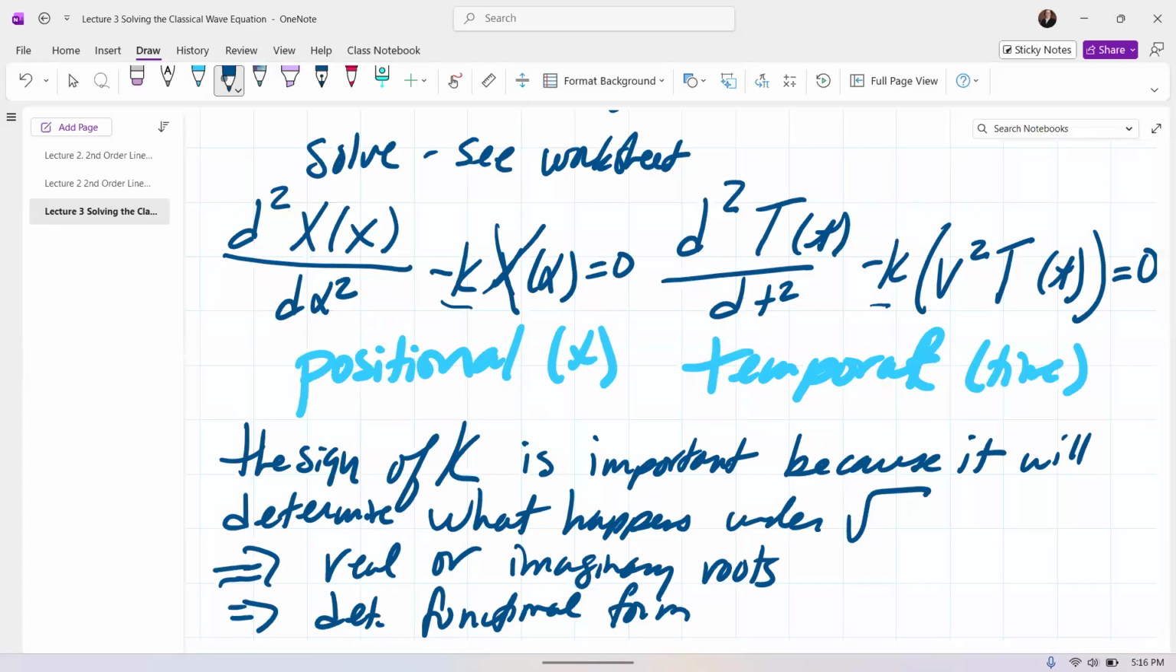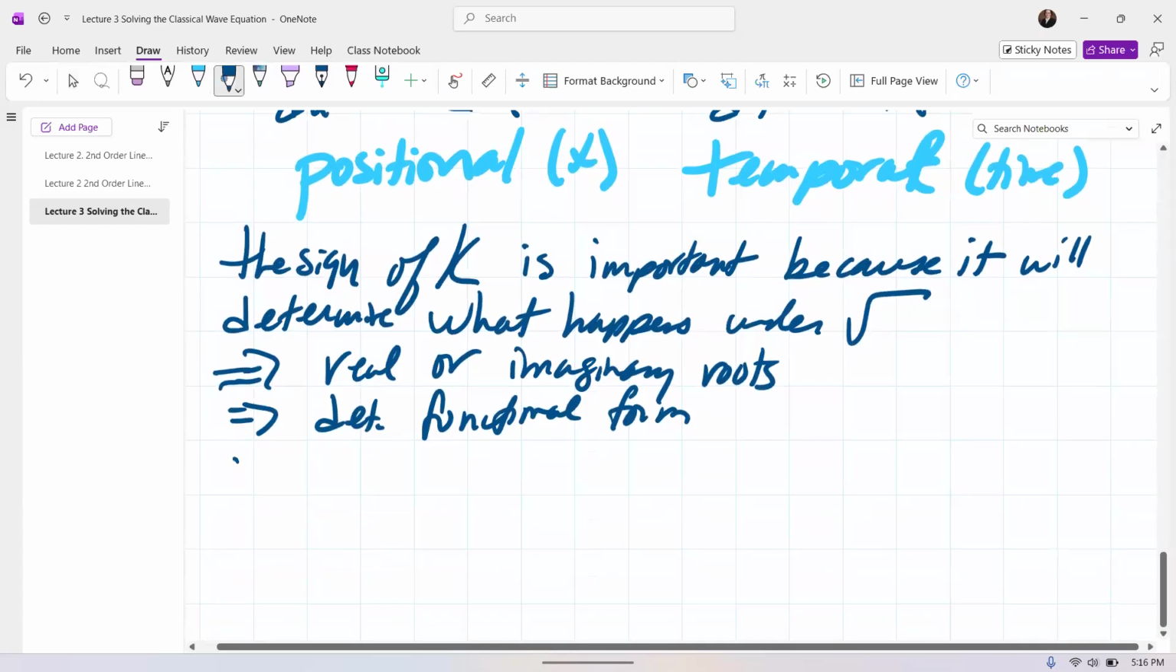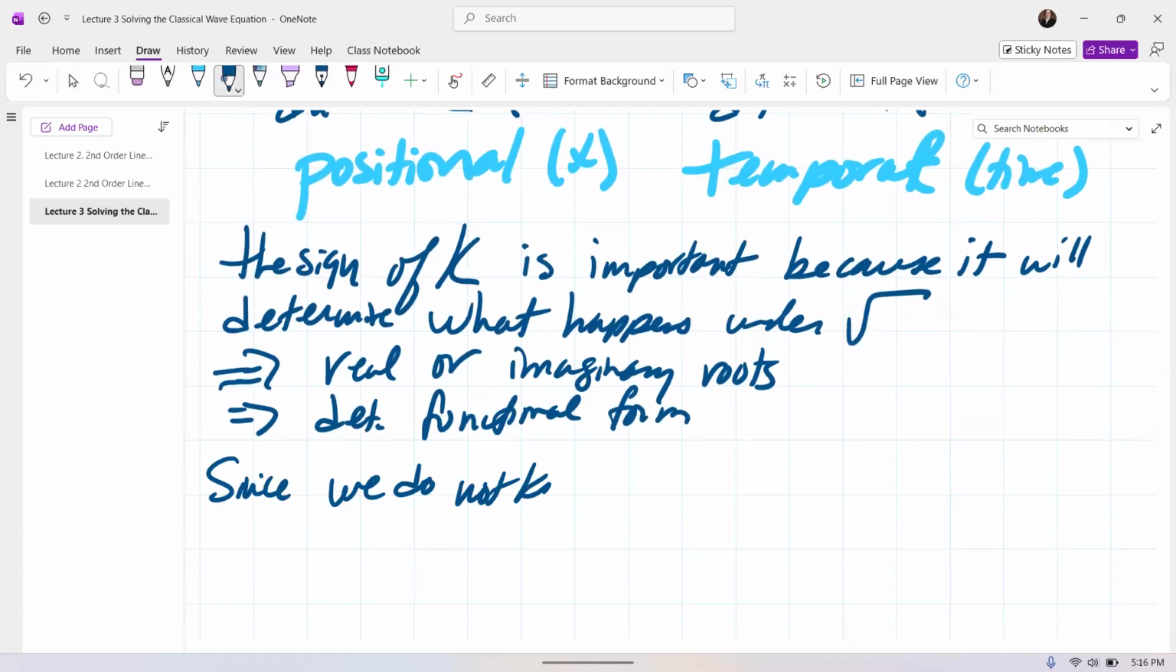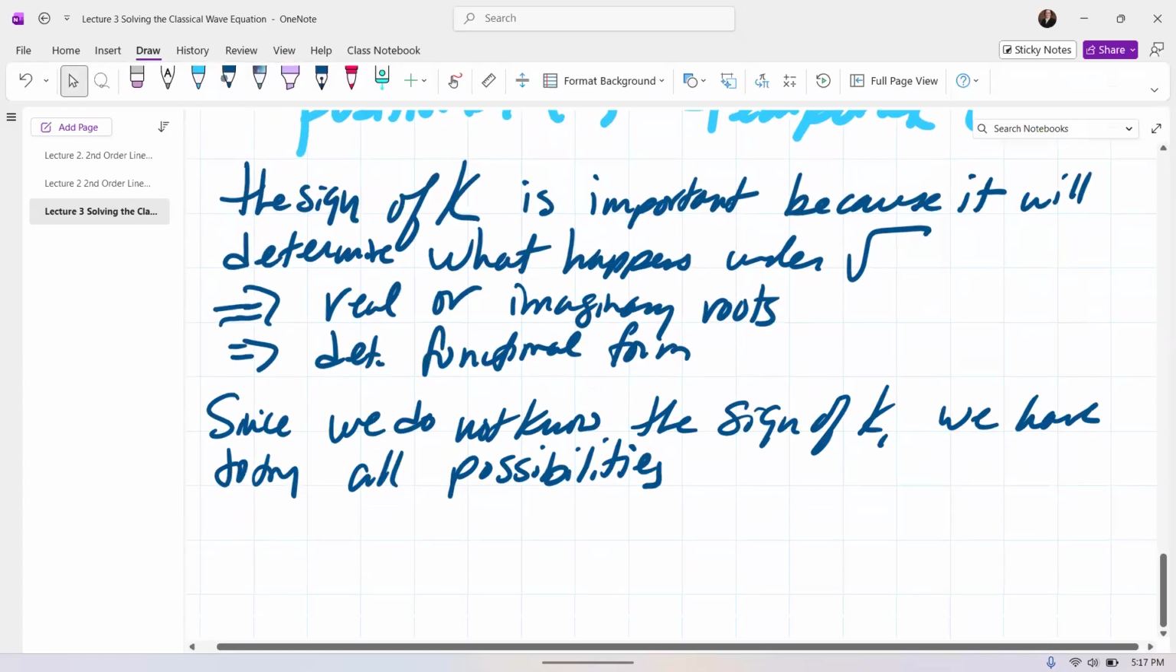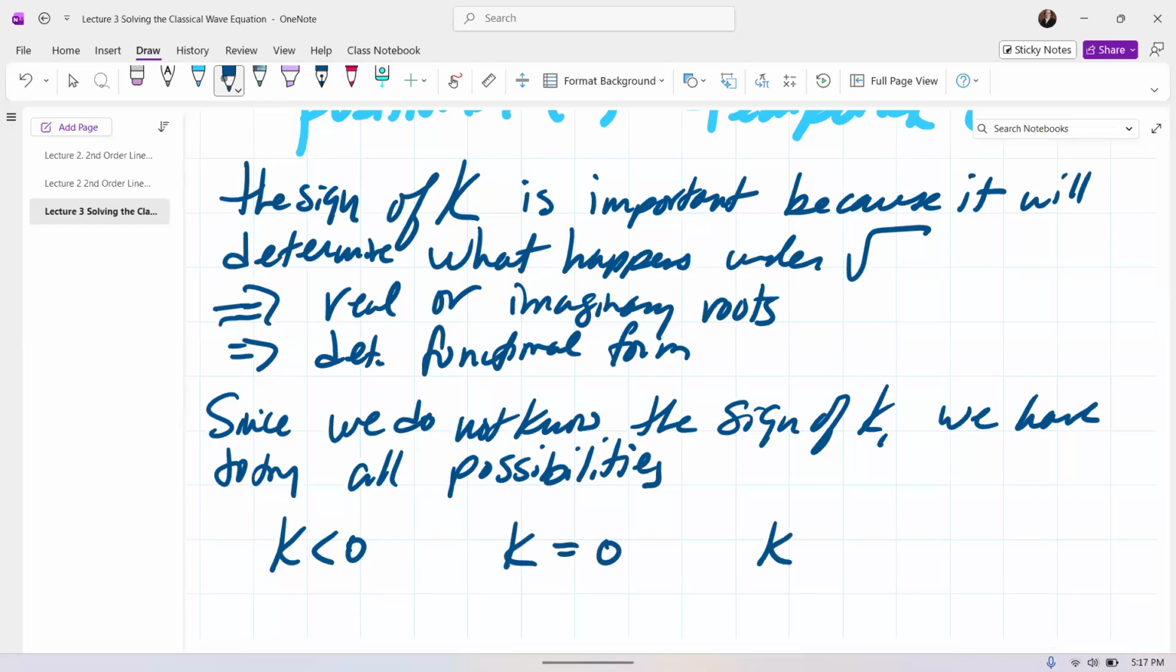And since we don't know the sign of k, we have to try all the possibilities. All right, so the possibilities are what? k is less than 0, k equals 0, and k is greater than 0. Those are all the possibilities.